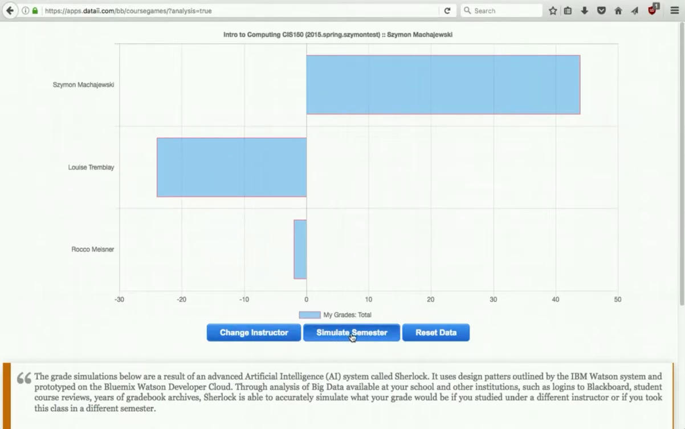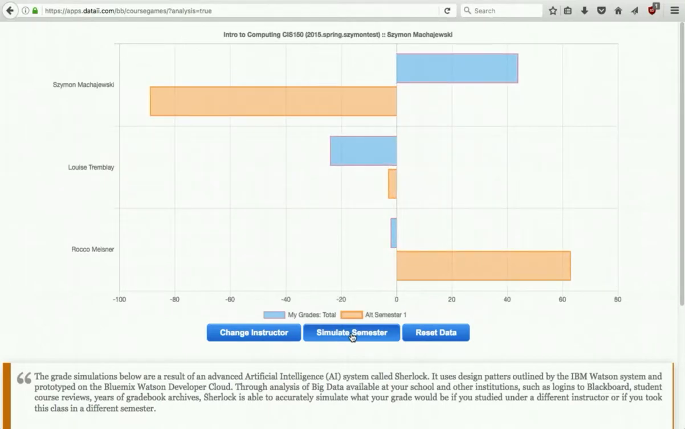So we're taking this during fall. What if we took it during wintertime? What if we were to take it during summertime? We have statistics available from previous student courses and within the school. So we can go ahead and simulate the semester.